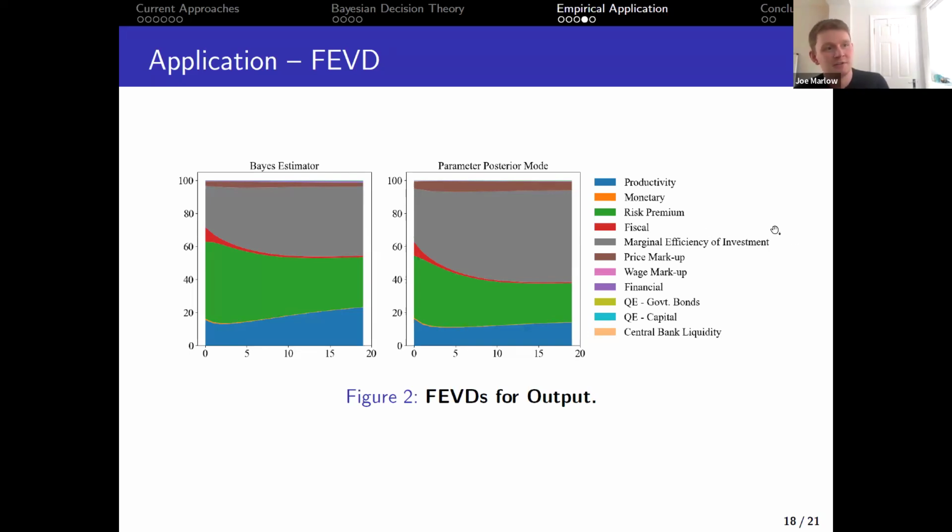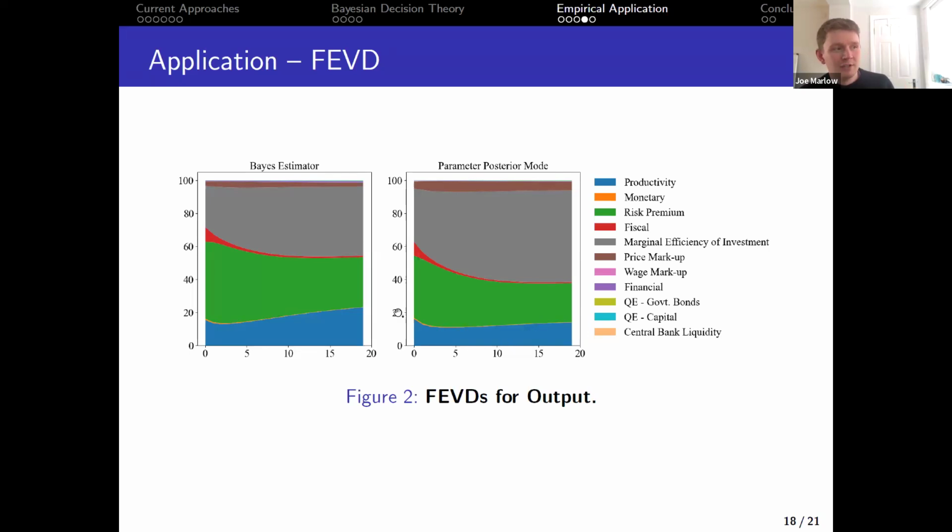You see that the marginal efficiency of investment shock plays a much smaller role relative to under the parameter posterior mode, whereas a productivity shock would play a much larger role, as would a risk premium shock. The thing that I wanted to point out here, though, is not the point estimates themselves, but rather the estimation uncertainty that sits behind these. And that's not something that's possible using the posterior mode for the parameters because we're collapsing this posterior distribution into a point estimate. But it is something that you can do with the Bayes estimator.